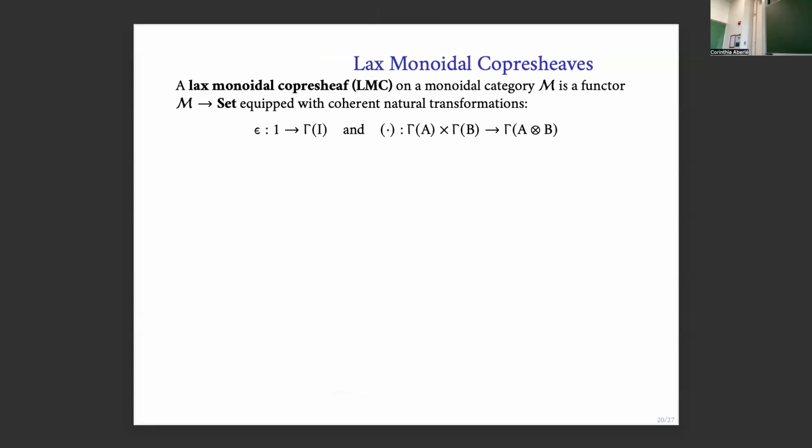And so, okay, one more thing I'm going to want is this idea of a lax monoidal copresheaf, and that's a bit of a mouthful, so I'm just going to call that an LMC.